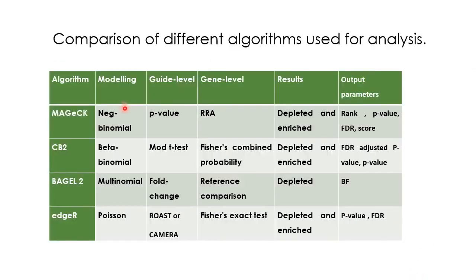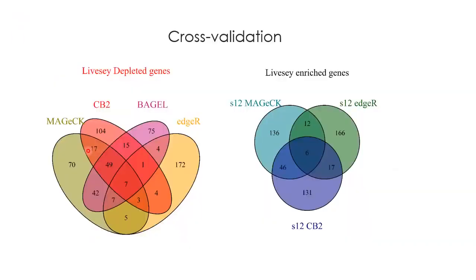For analysis proper, I use MAGeCK, CB2, Bagel2, and EDGER. These are different in terms of modeling of the data, guide and gene level statistical tests and output parameters. But more importantly, Bagel uses supervised learning and outputs only depleted genes in this setting. And these are the top 200 depleted and enriched genes identified by these algorithms. Notice that MAGeCK and CB2 agree with each other, and EDGER is an outlier. There's more agreement between MAGeCK and Bagel2 compared to others.